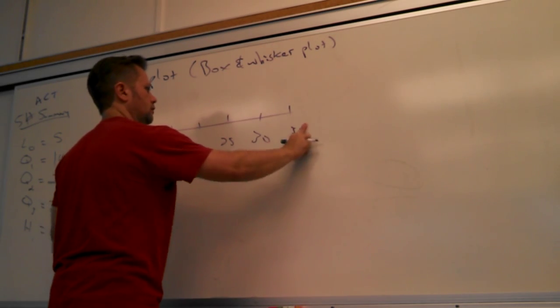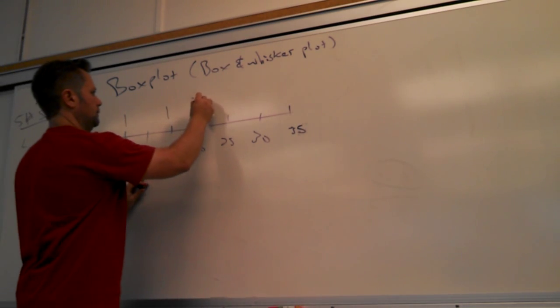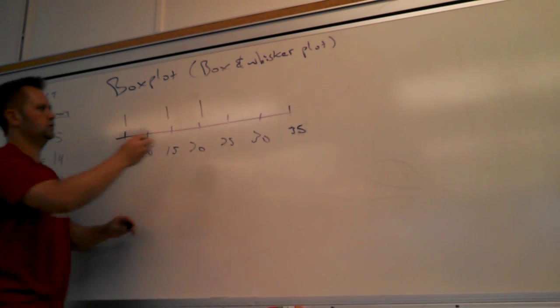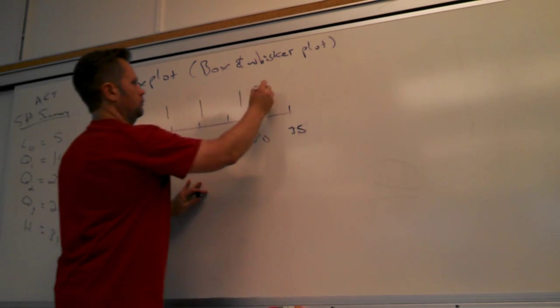Hopefully you don't write as poorly as I do. Now, here's the neat thing. Just put a line like this on top of each of the pieces of the 5-number summary. So there's 5. That's the low. Q1 is 14. It's a little bit below 15, so we'll put it right there. 21 and a half, so a little bit above 20. Bam. 27, a little bit below halfway there. Bam. And then 31, a little bit on this side. Bam.